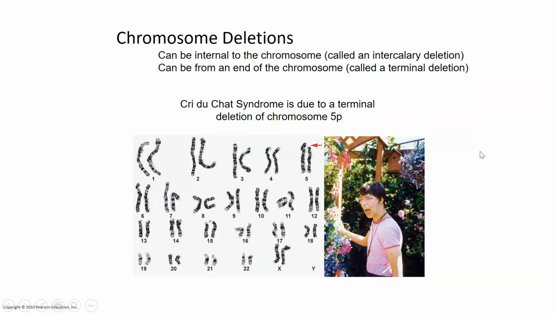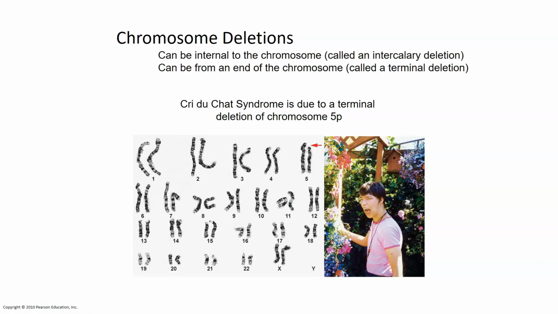All right, I want to go through some examples of chromosome aberrations that can be seen and the main problems that can result. So for chromosome deletions, the deletion can be either internal to the chromosome, and that's called an intercalary deletion, or it can be from the very end of the chromosome. That's called a terminal deletion. An example of a terminal deletion is the condition in humans called Cri-du-chat syndrome. Cri-du-chat means cry of the cat.